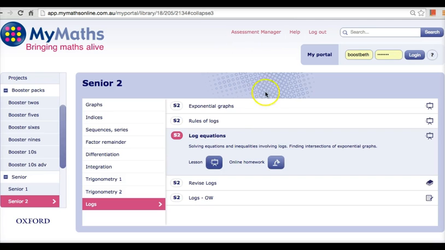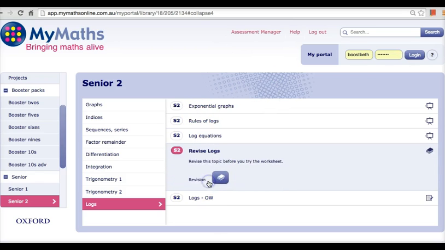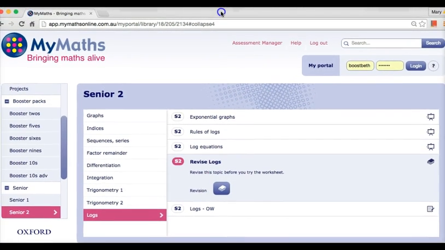All right, so if you can work through those lessons, rules of logs and log equations, if you want to have another quick revision, you can do that as well. So that's My Maths Online, and I think that's quite good for you to do. You can log out when you're done.